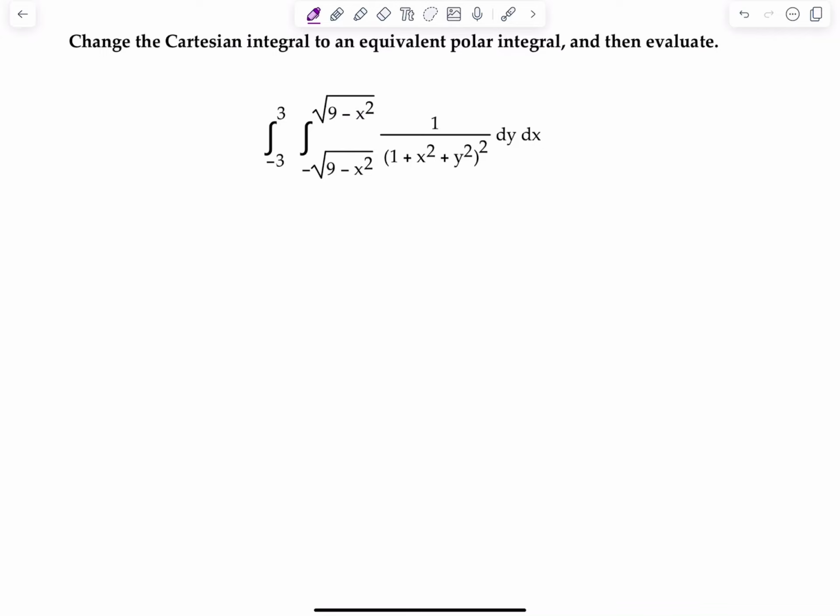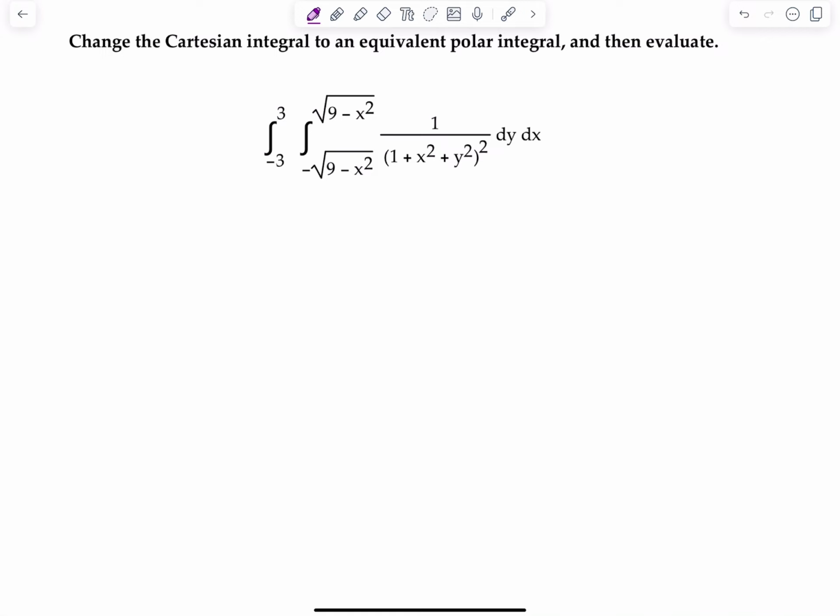In this video, we're going to look at extra examples of how to switch a Cartesian integral to a polar integral and then evaluate it. If you need a video lecture on polar integrals, I'll link it in the description, but I'm just going to continue and do some extra examples that I worked on with my class this week.